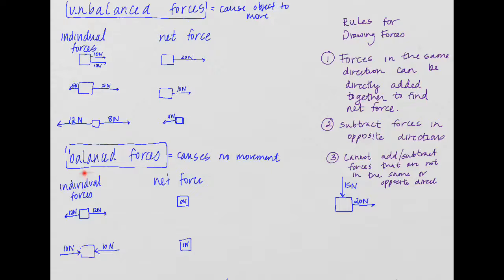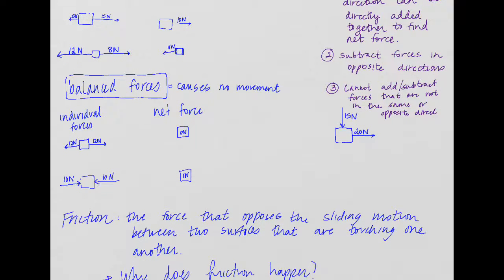When we have individual forces that are in the exact opposite direction and with equal magnitudes, so here I have 12 newtons to the left and 12 newtons to the right, when I add those two together, 12 minus 12 is 0. So I have a net force of 0. If there's no net force acting on an object, then the object is not moving.